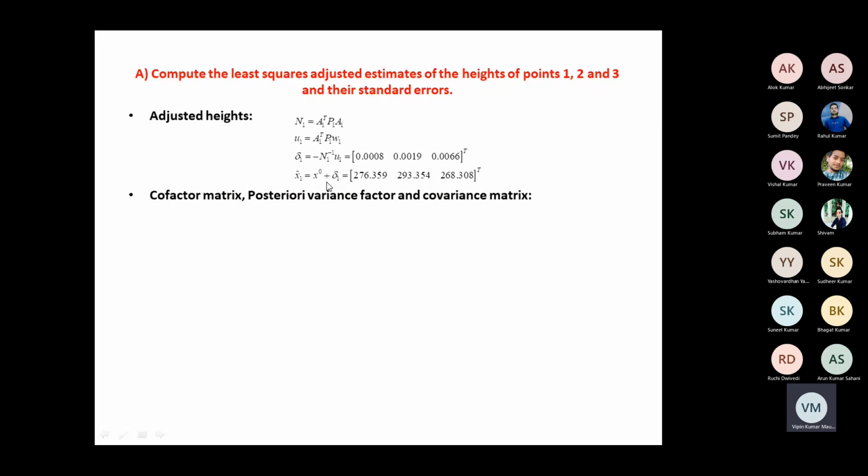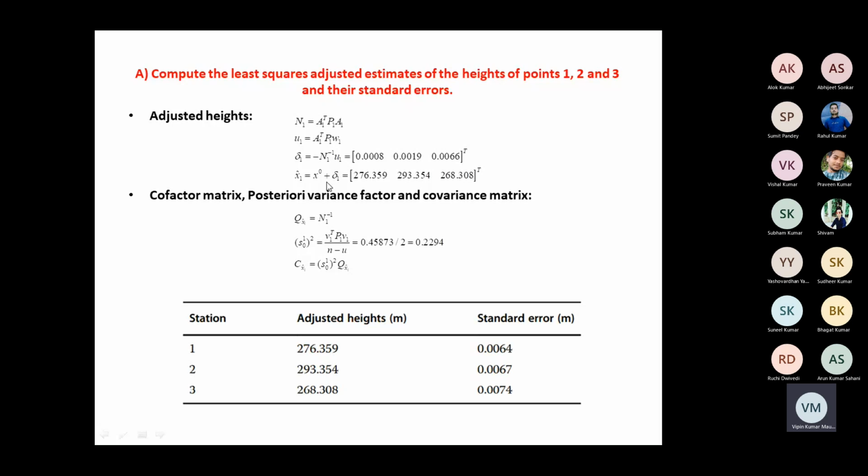And if you want to calculate the cofactor matrix, posteriori variance factor, and covariance matrix, you know the expressions. It is QX and CX. So the final answer you will get after completing the first part will be the adjusted heights. It is 276.359, 93.354, 68.308, and standard error 0.0064, 0.067, 0.07. I'll share this presentation with you all, and you have to check it. Try to put L here and try to put W1 and see the answers. Okay.